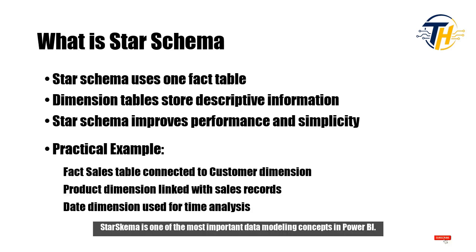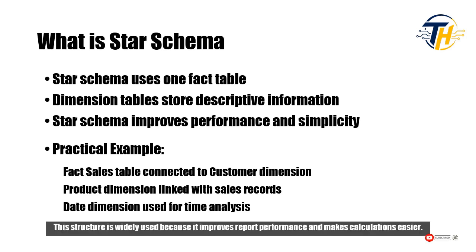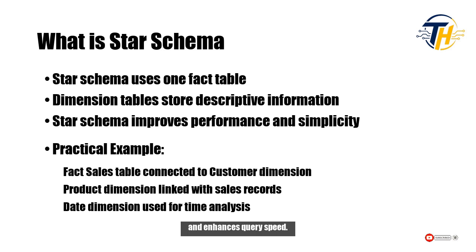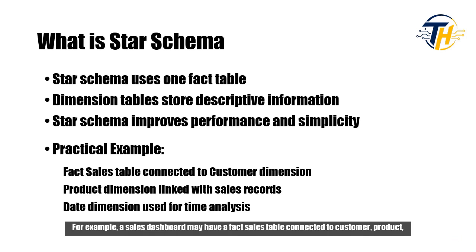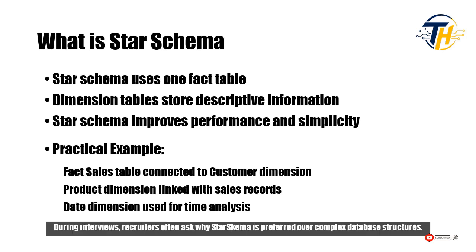Star schema is one of the most important data modeling concepts in Power BI. It consists of a central fact table containing measurable data and surrounding dimension tables containing descriptive information. This structure is widely used because it improves report performance and makes calculations easier. Businesses prefer star schema in reporting systems because it simplifies dashboard creation and enhances query speed. For example, a sales dashboard may have a fact sales table connected to customer, product, and date dimension tables. During interviews, recruiters often ask why star schema is preferred over complex database structures.